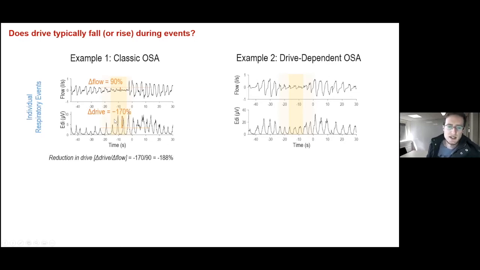And so we can actually make a couple of different measurements. We've got the loss of flow, the drive loss, which is negative. And we're going to ask how big was the drive reduction, which in this case was 188% of the drop in flow. Now, if drive fell by the same amount as flow, it would be 100%. You'd think of that as a central event. If drive didn't change at all, it would be 0%. So we get a metric of how much drive changed relative to flow, in terms of its, if you like, central nature.